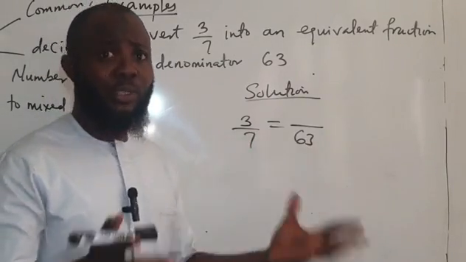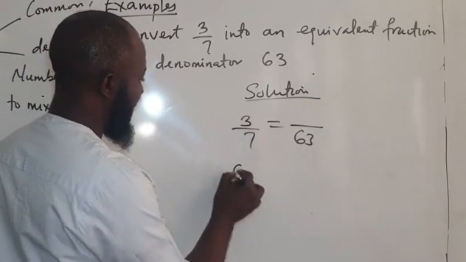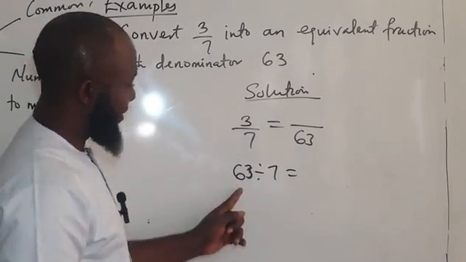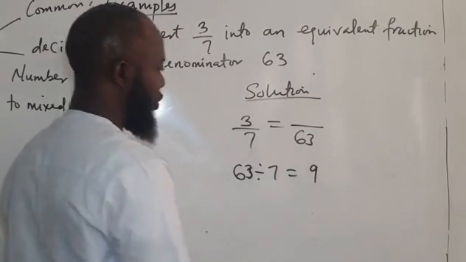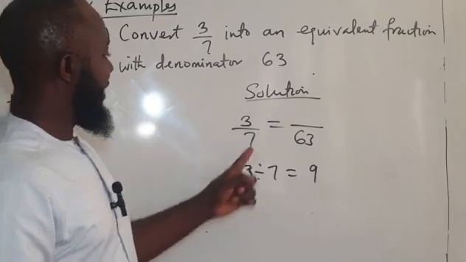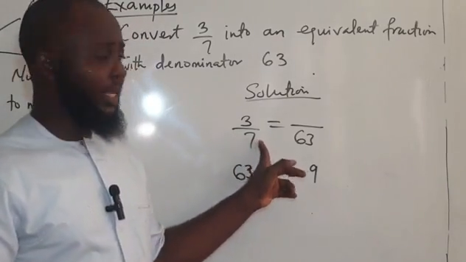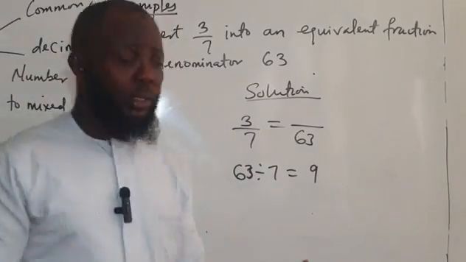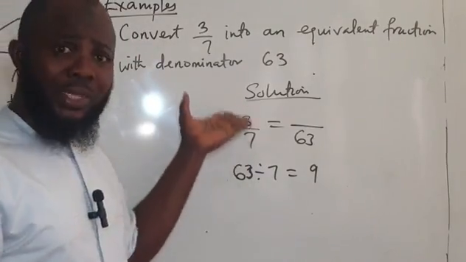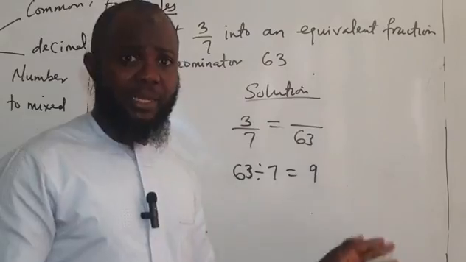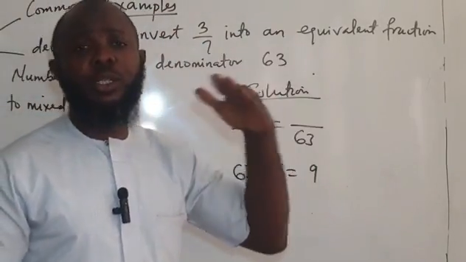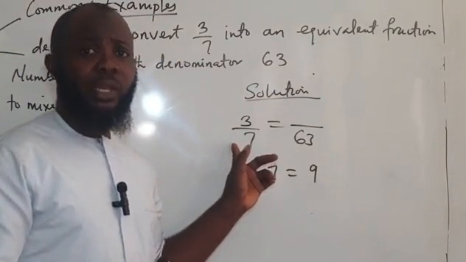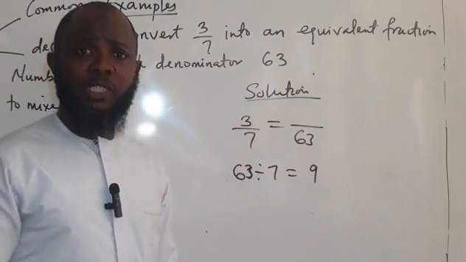To get 63. So to get that, what you're going to do is 63 divided by what? 7. What will you get? When you divide 63 by 7, you get what? 9. So meaning that this 7 has been multiplied by 9 to get 63. So in that case, for there to be equality, whatever is done to one side must also be done to the other side. So whatever is done to the numerator must be done to what? The denominator.